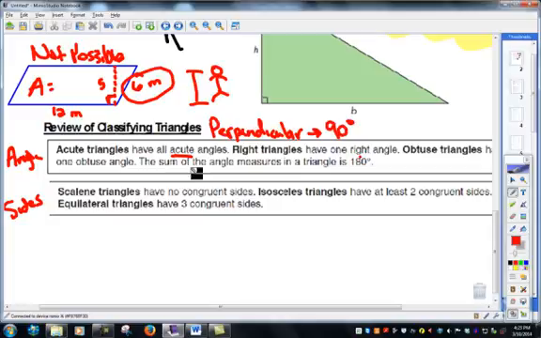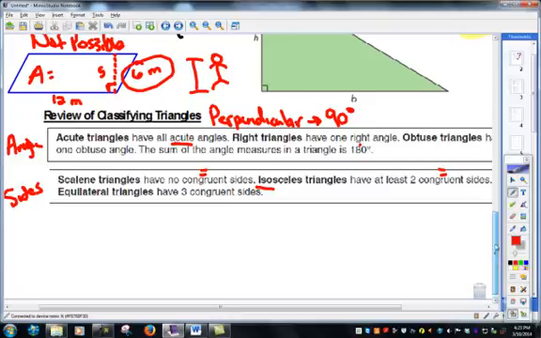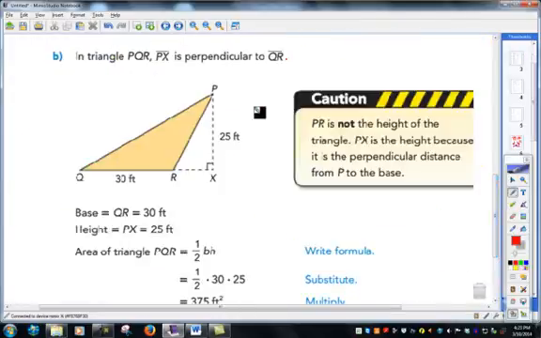We know that the sum of all the angles inside a triangle is 180. You can also classify by the side length. Scalene triangles don't have any sides the same. Remember, congruent just means equal, so all the sides are different. An isosceles triangle is like an ice cream cone, or you have two eyes. They have two sides that are the same. And an equilateral triangle means that all three sides are exactly the same length. Let's go on to the next page.